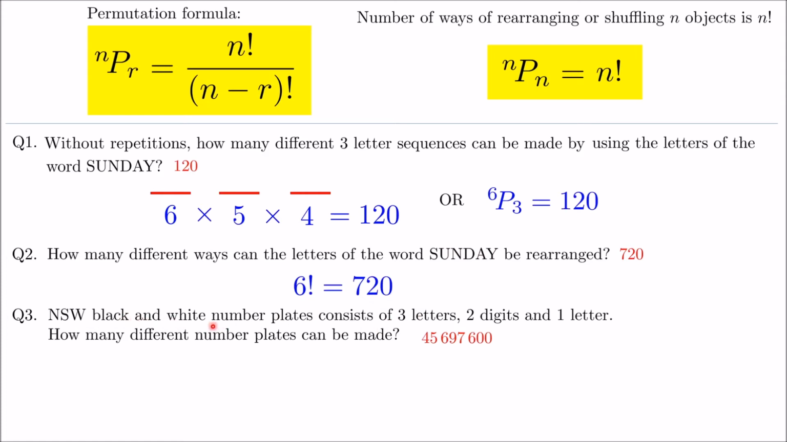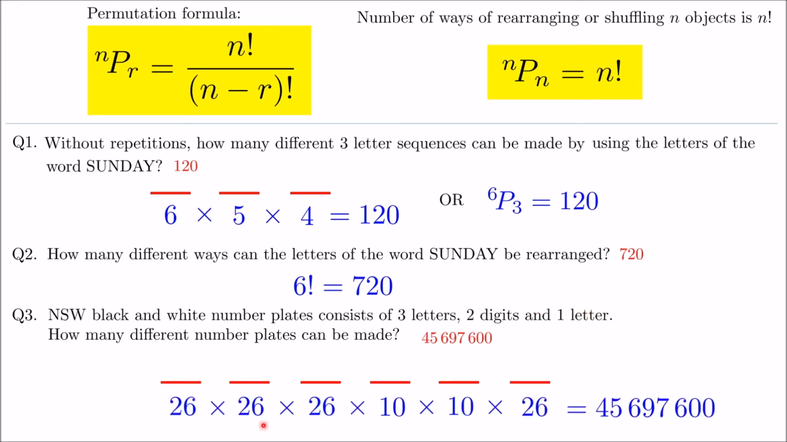Question 3, we're forming a license plate and it's made of 6 characters. So here are the 6 characters. Of course, repetitions are allowed, and of course, order is important. And for the first 3 letters, we got 26 available options. And then we got 10 digits for the next 2. And then we're back to a letter at the end.